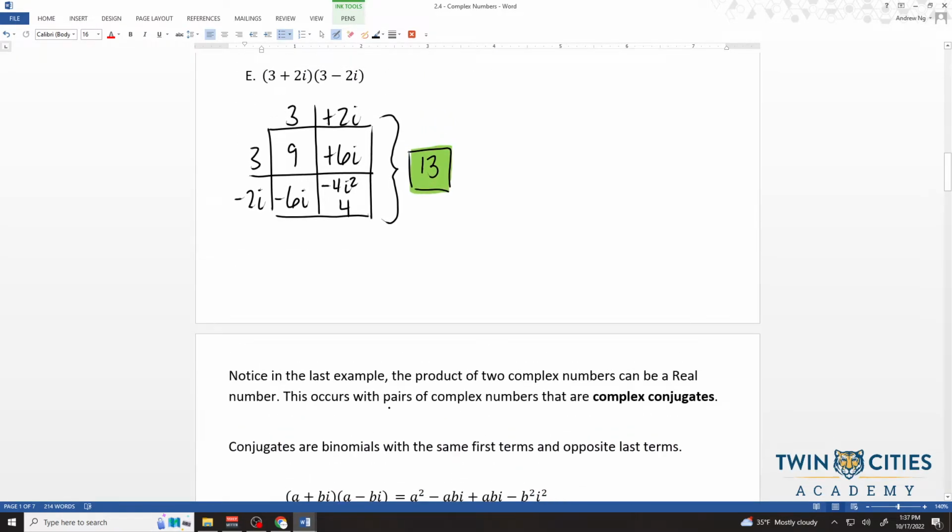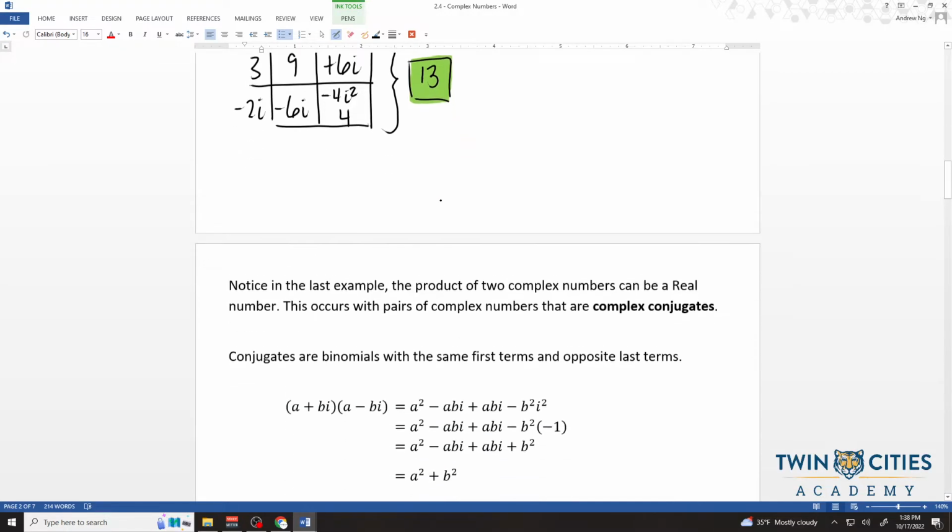Well, notice in the last example, the product of these two complex numbers is real, and this is because these are complex conjugates. 3 plus 2i, 3 minus 2i. Essentially, conjugates are binomials with the same first terms and opposite last terms. So we'll see a 3 here and a 3 here. We'll see a 2i here and a 2i here. Only one of them is going to be positive and the other one will be negative. Whenever I multiply two complex conjugates together, I will always get a real number answer.